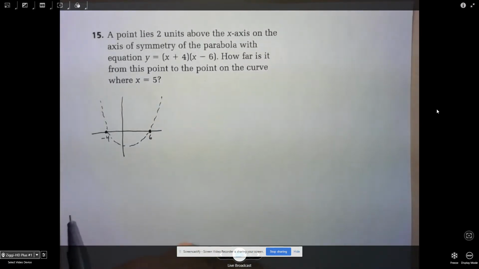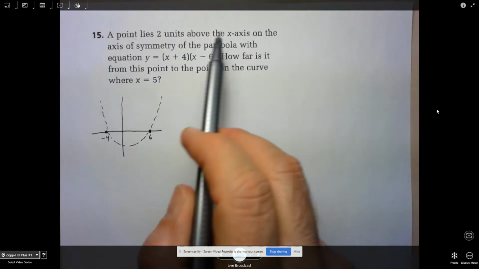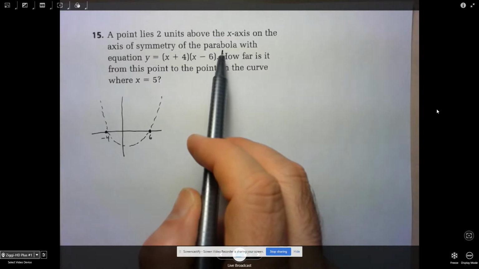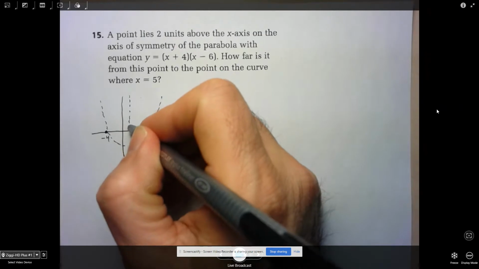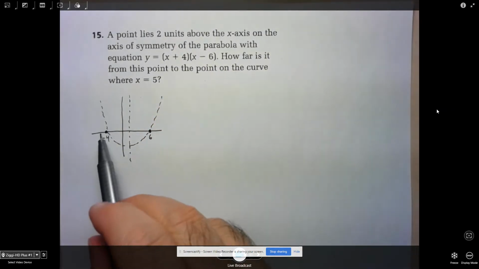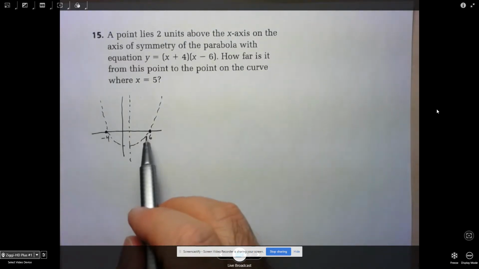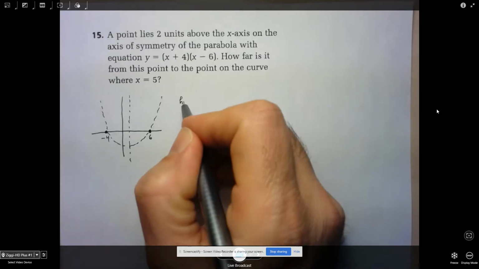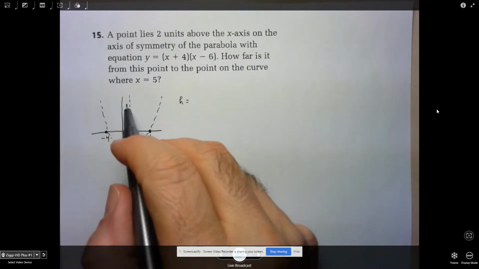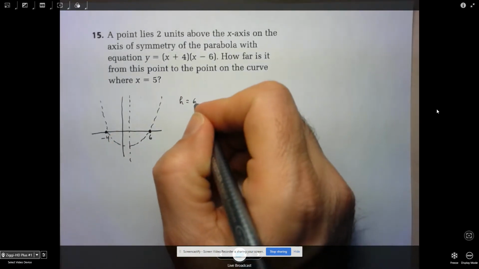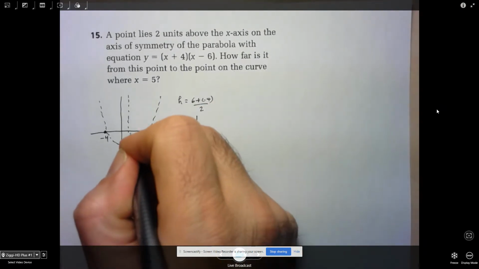All right. So now let's try to decipher what they're telling us. They're saying a point lies 2 units above the x-axis on the axis of symmetry of the parabola. So let's start by finding the axis of symmetry. Now, if we know the zeros of a parabola, the axis of symmetry is found right in between. So if I take the average of the x values, I get the h value of the vertex, which is where the axis of symmetry lies. So 6 plus -4 over 2, that's 2 over 2 is 1.